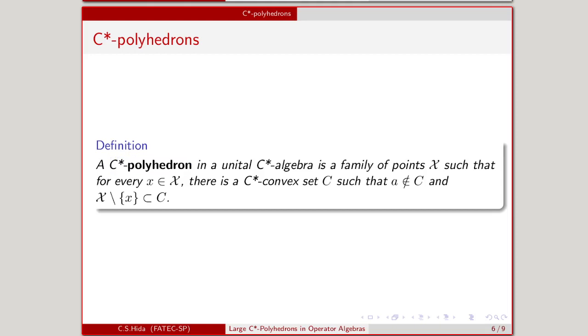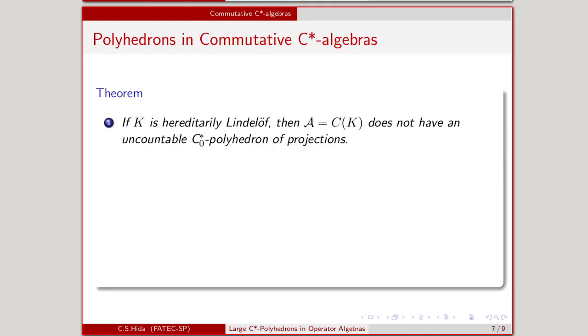We would like to see how big it can be, in the sense that if we have a C-star algebra, we have a C-star polyhedron of the same size as the density of the algebra. I separate the results in two cases: one is the commutative case, and the other is the non-commutative situation. For unital commutative C-star algebras of the form C(K), the first result tells us that if K is hereditarily Lindelof, then the C-star algebra C(K) does not have an uncountable C-star polyhedron of projections.